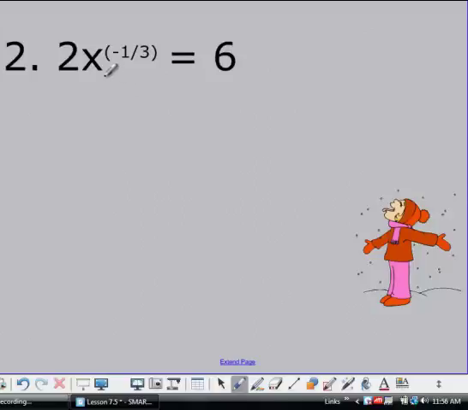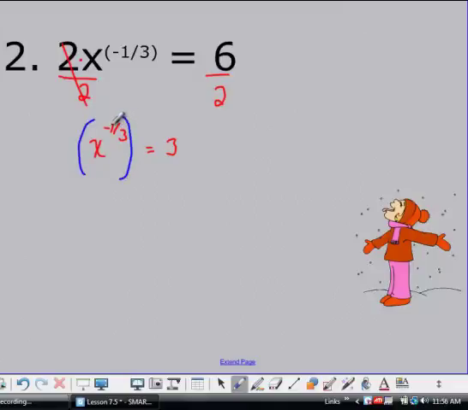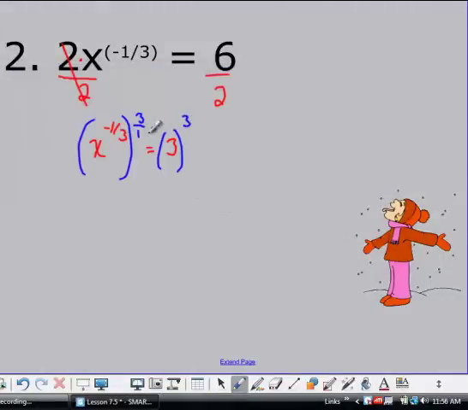Alright, same thing right here. I've got to isolate this x. So the first thing I'm going to do is divide by 2. I have x to the negative 1/3 equals 3. Now I have to get rid of a fractional exponent. I'm going to take the reciprocal of 1/3, make it 3 over 1, so I undo. And now, if I didn't make this negative, I'd still have a negative. So I have to negate it because I want these to multiply together to get me 1. So I'm just left with x to a first power, which is really x.